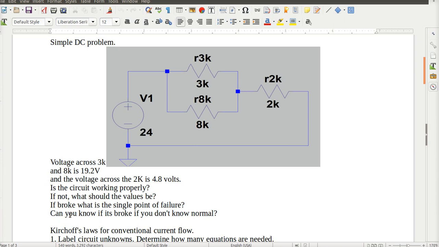My last question is, can you know if it's broken if you don't know what normal is? The answer really is no. Unless everything you've got is documented as to what normal should be, you can't really know what abnormal is. So you've got to have that skill, and a lot of the electrical skill in troubleshooting is being able to analyze: is this working the way it should work?